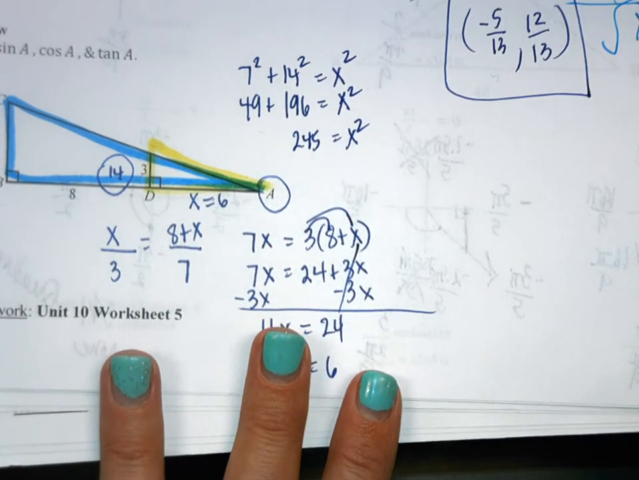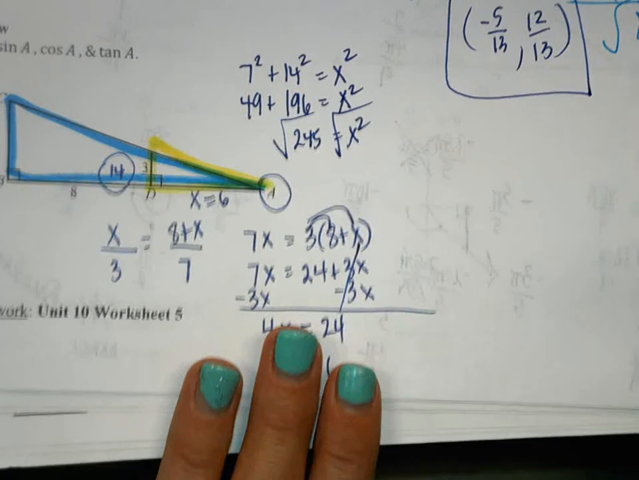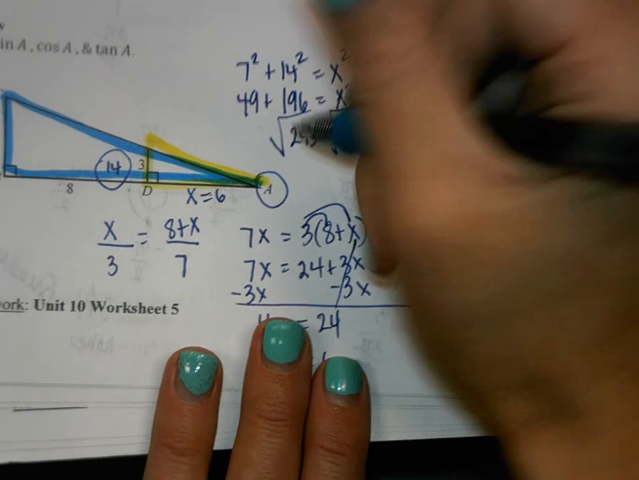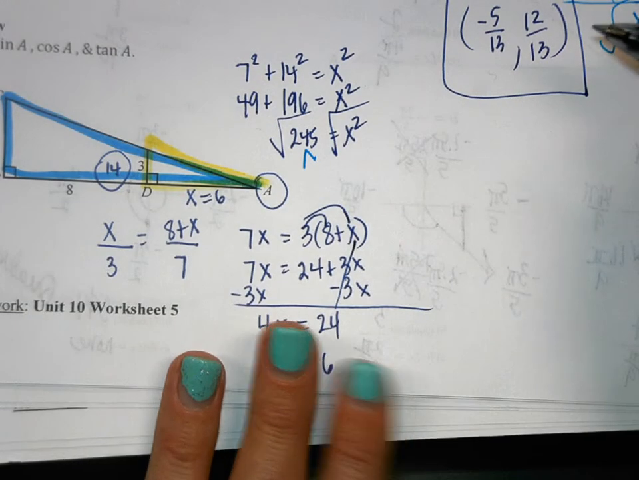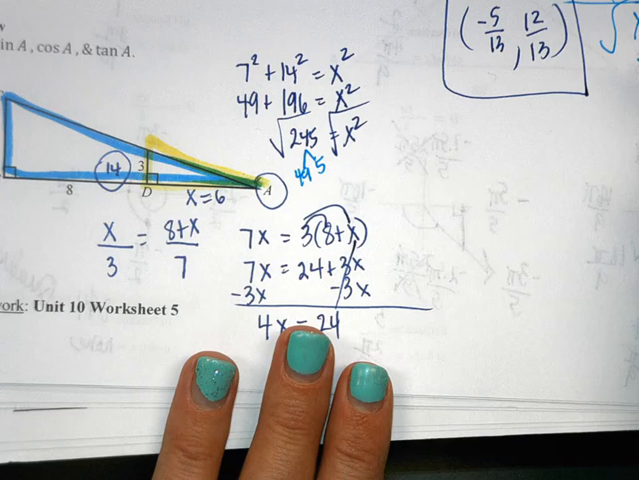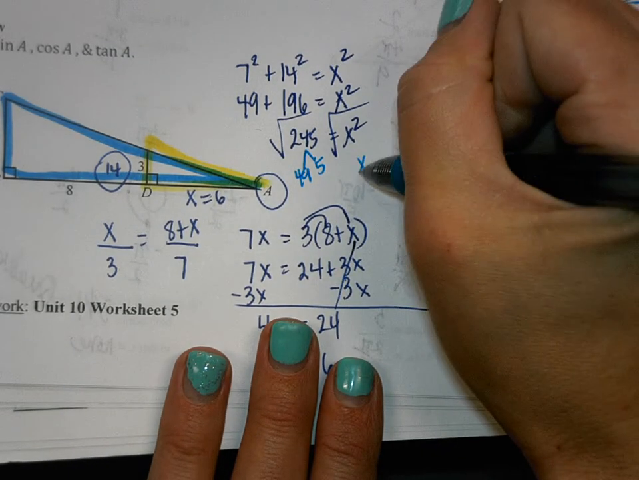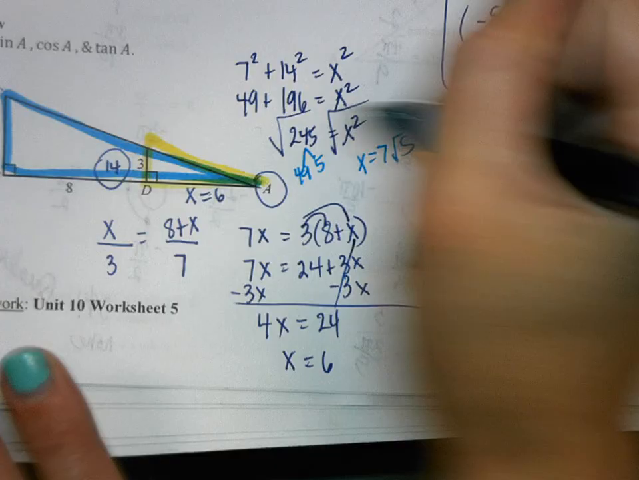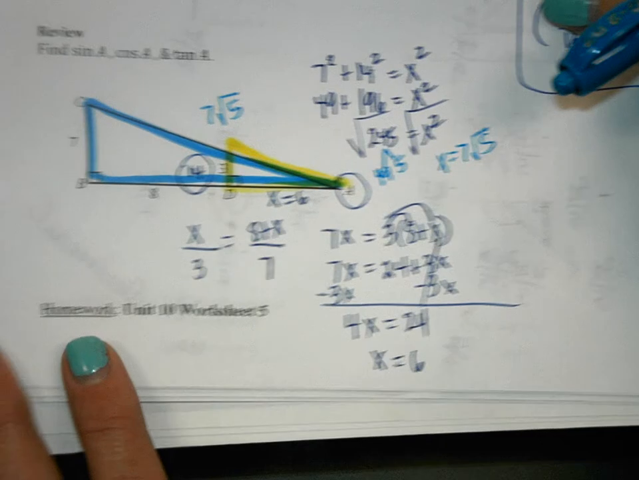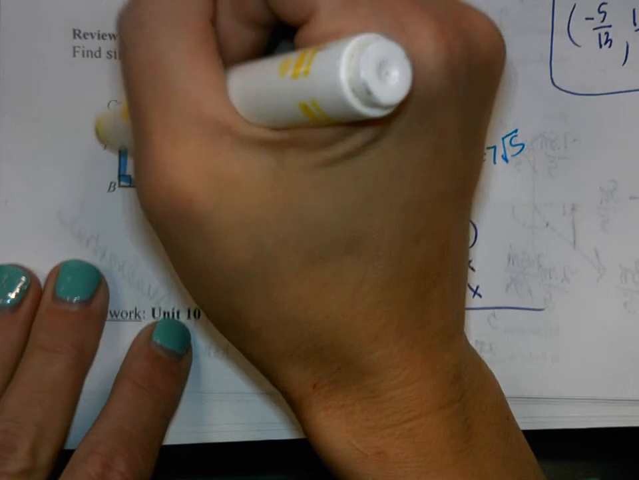Take the square root of both sides. When you take the square root of 245, it is not a perfect square. You would end up breaking this down. This actually breaks down to be 49 times 5. So what would that be in terms of roots? 7 root 5. So this is 7 root 5. Okay, now we can do sine, cosine, tangent. So I have a 7 root 5, I have a 7, and I have a 14.